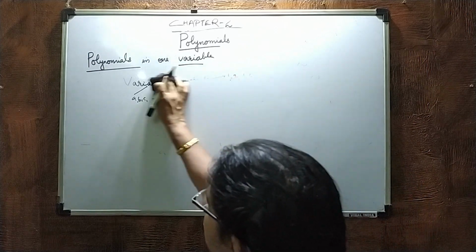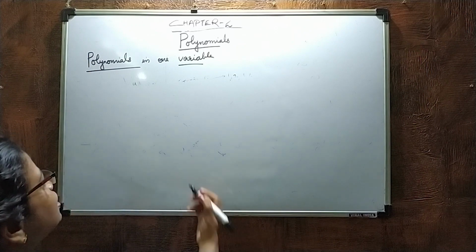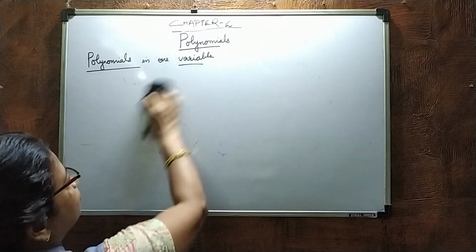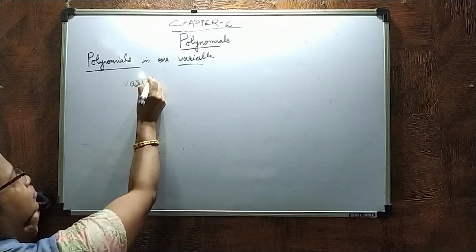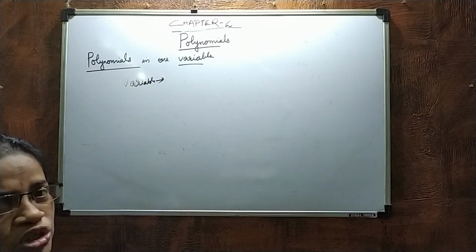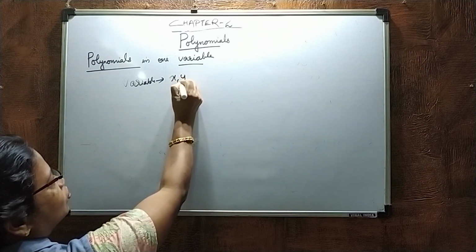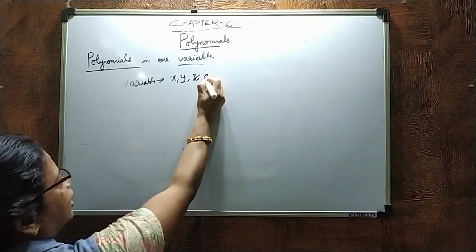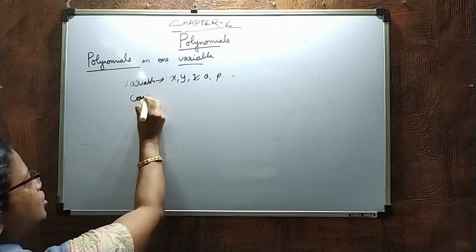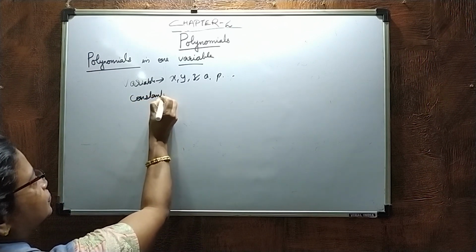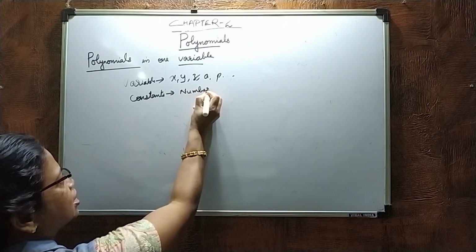So we'll think about it once again. What I told you: we think about variables and constants first. Variables are alphabets like X, Y, Z, then A, P, etc. And the constants are numbers. These are all things we have studied earlier itself.